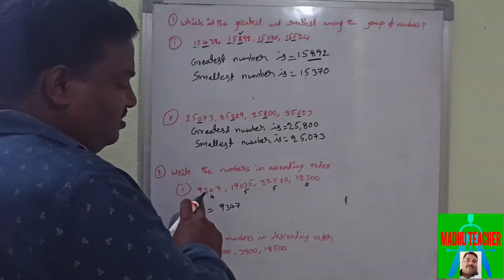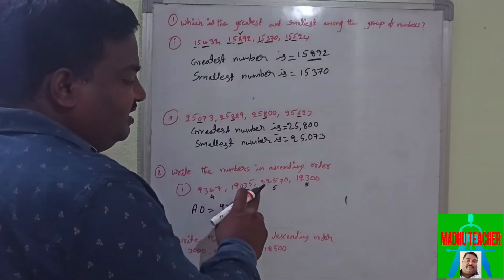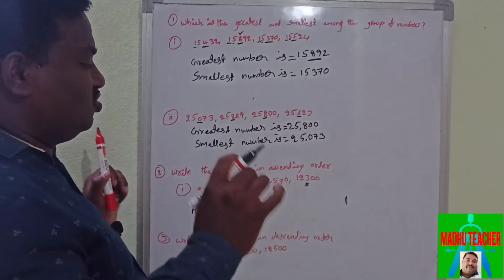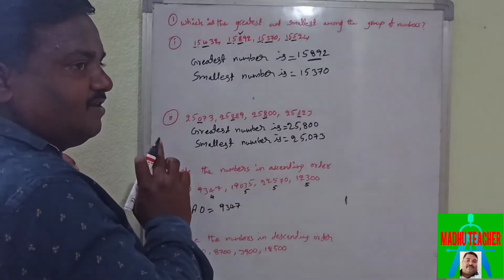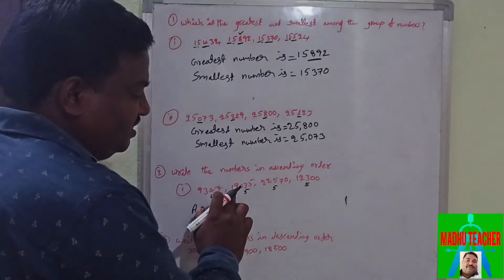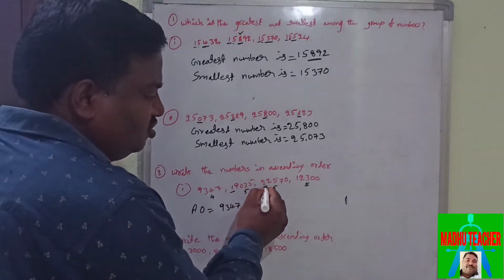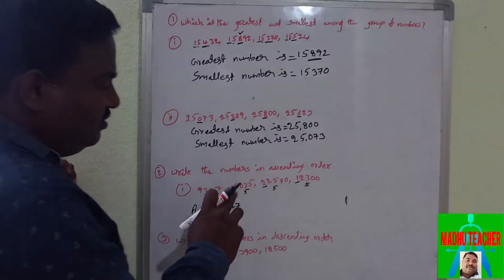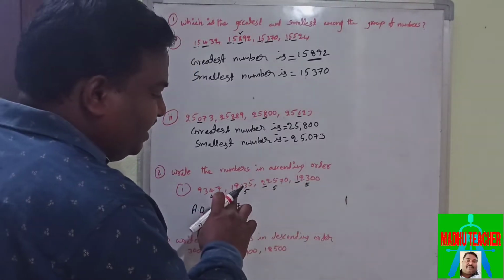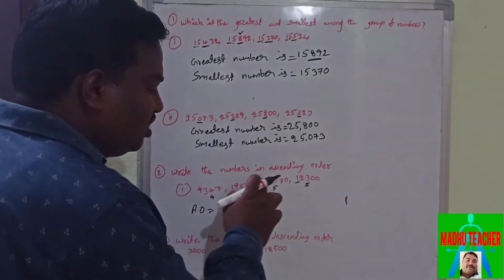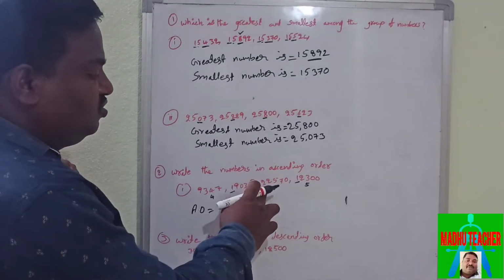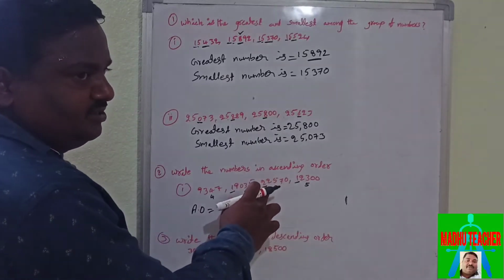So this is the smallest number, and these 3 numbers have the same number of digits. So we have to see the first number from left. So what is the first number here? 1. Here 2, and it is 1. These 2 numbers have the same first digit and they are smaller than this number. So these 2 are smaller than this.